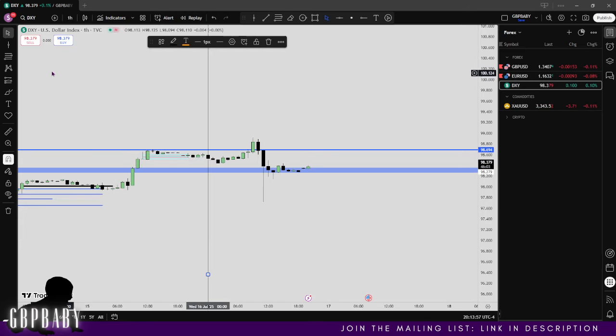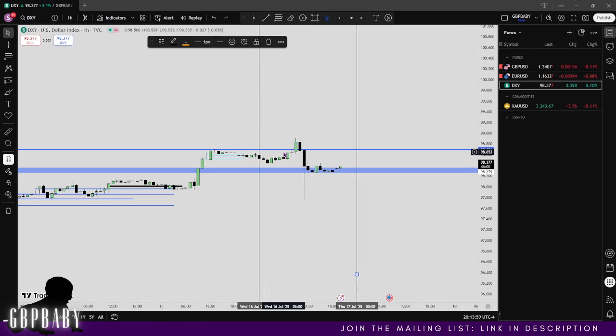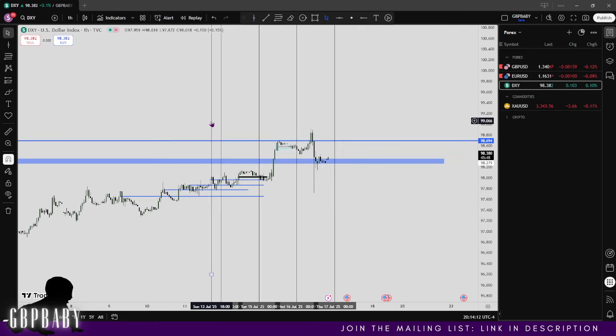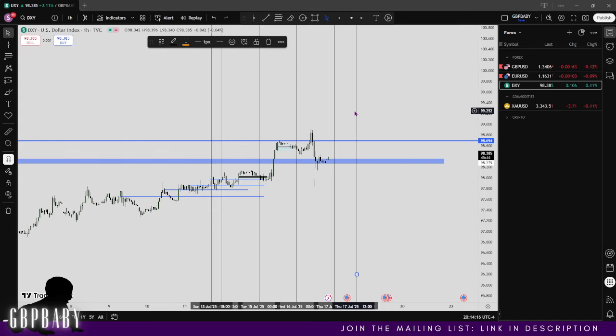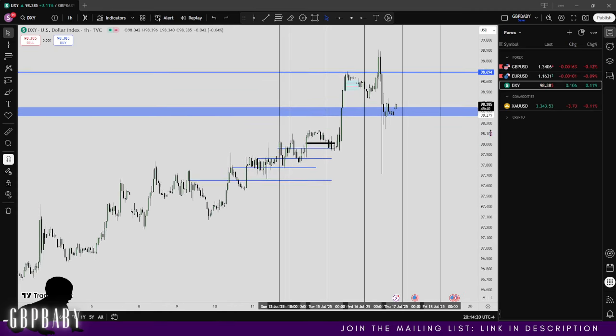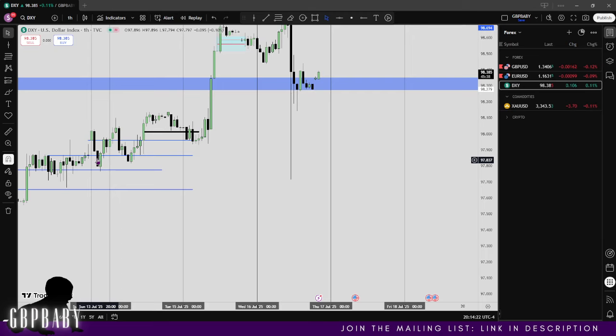So we want Wednesday defined here, Monday and Tuesday, and then we'll also get Sunday marked out as well, which is right here. And then let's just mark out Thursday, like so. So what I'm expecting now is the Sunday opening price, which is right here.